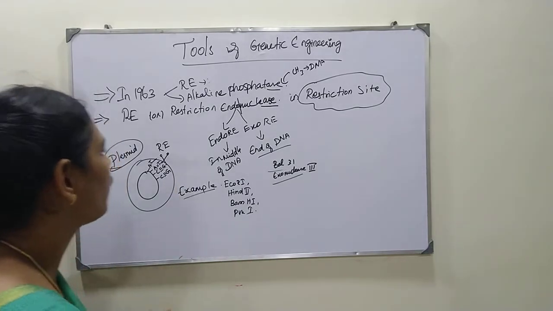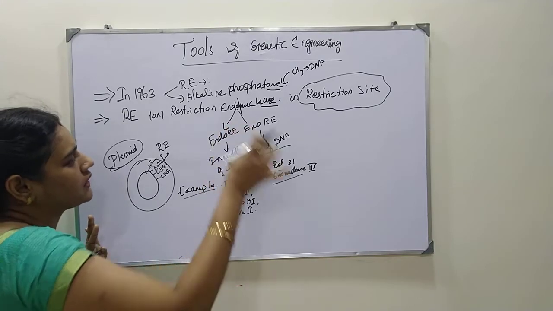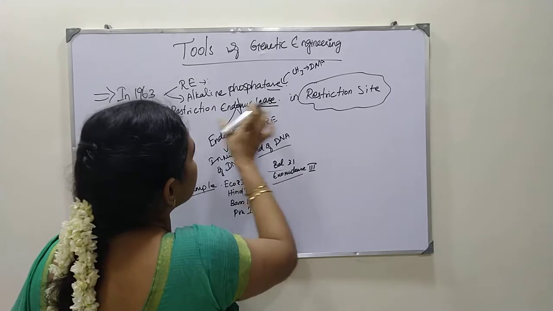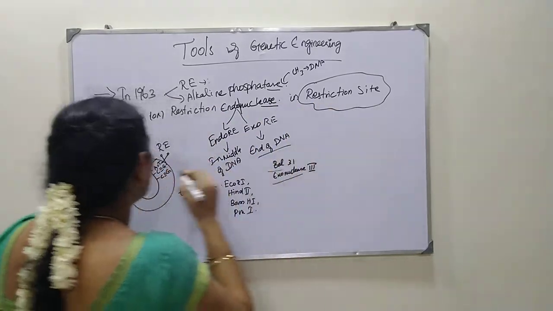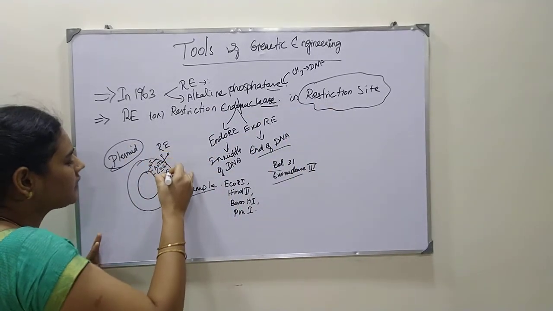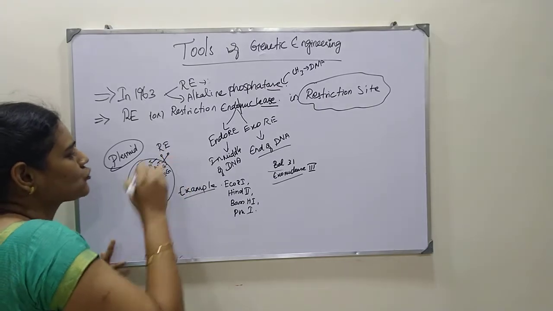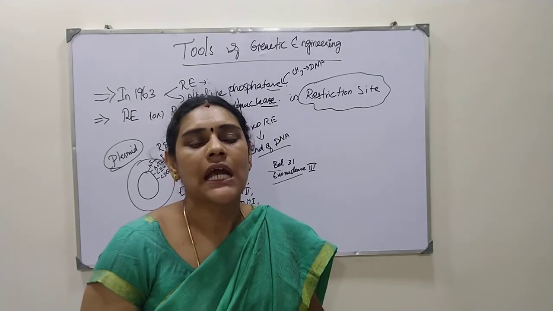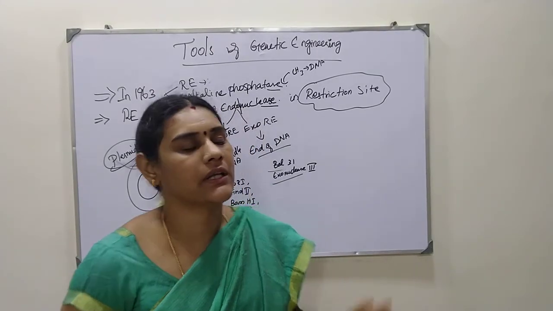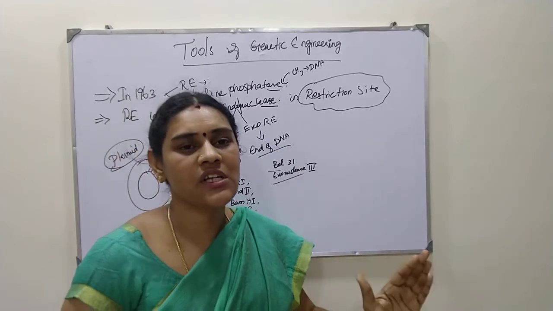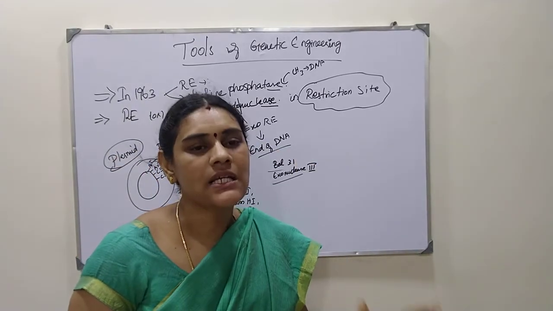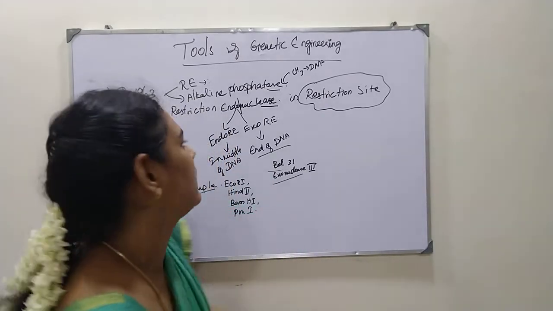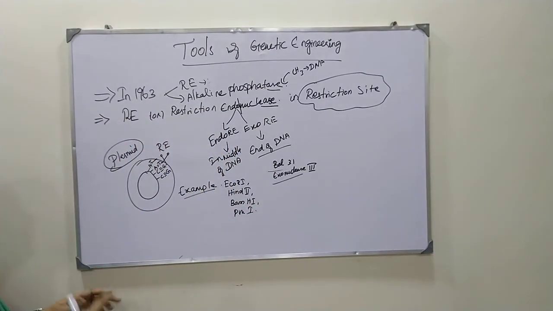So this enzyme cuts at the middle of the DNA, and this one cuts at the end of the DNA. Both cut the DNA at the restriction site. The enzyme has to recognize the particular place where it has to cut, and only at that site it cuts. Not all sites will be cut by this restriction enzyme. This restriction enzyme should recognize one particular site. That particular site is called the restriction site. Only at that restriction site will this restriction endonuclease enzyme cut.